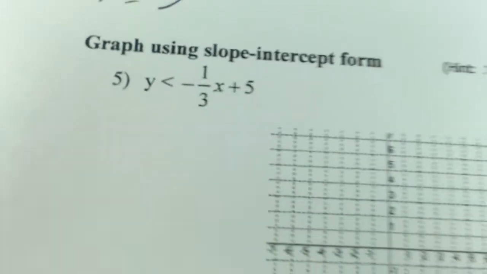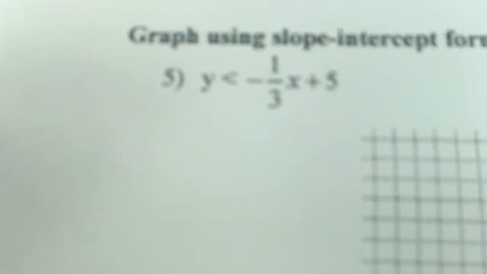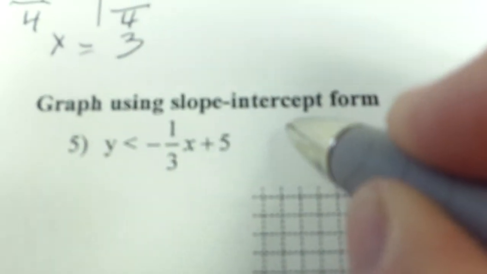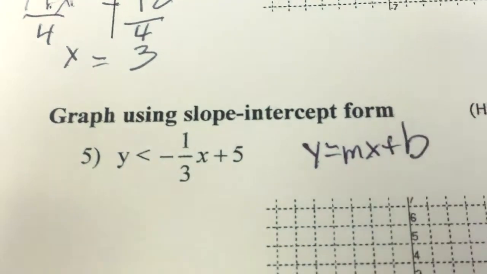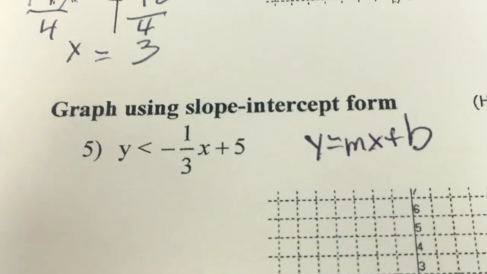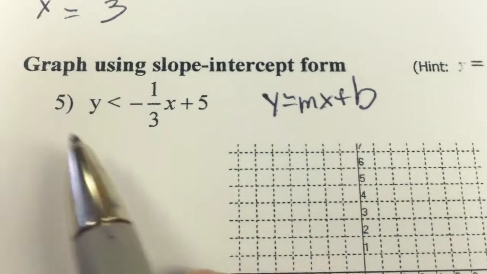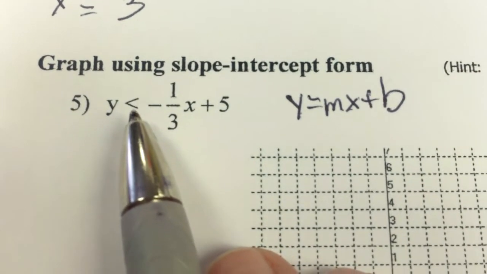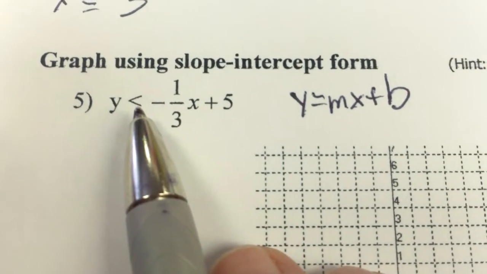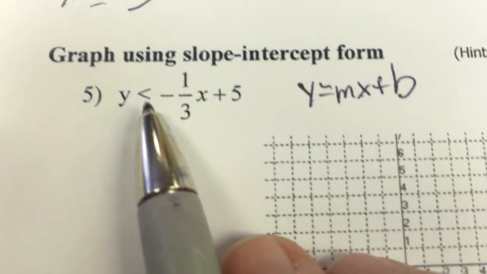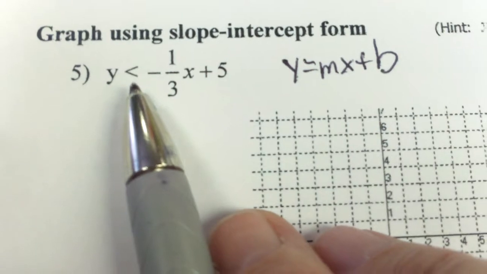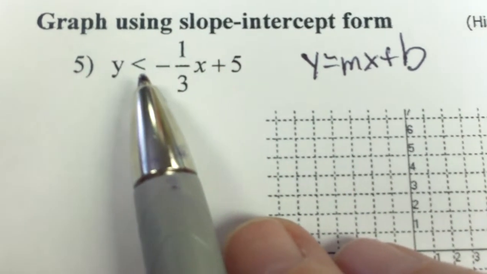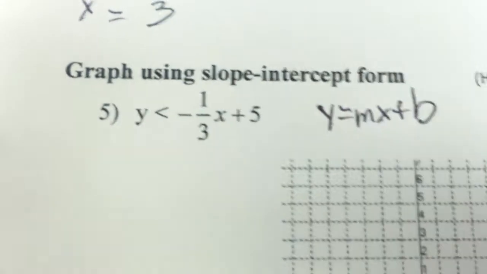All right, let's look at number 5, and it says graph using slope-intercept form. Remember, slope-intercept form is y equals mx plus b. But I notice that this is an inequality. So that's going to come into play when I'm graphing, whether I decide that it's a solid or broken line, or if it's shaded above or below the line. Otherwise, I'm going to graph it like usual.